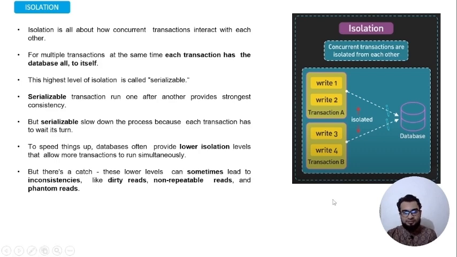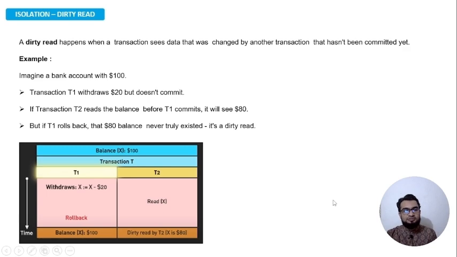Now let's explain these terms. A dirty read happens when a transaction sees data that was changed by another transaction that has not been committed yet. Let's give an example. Imagine a bank account with $100 and transaction T1 withdraws $20 but does not commit. It just withdraws but has still not committed. If transaction T2 reads the balance before T1 commits, it will see $80.